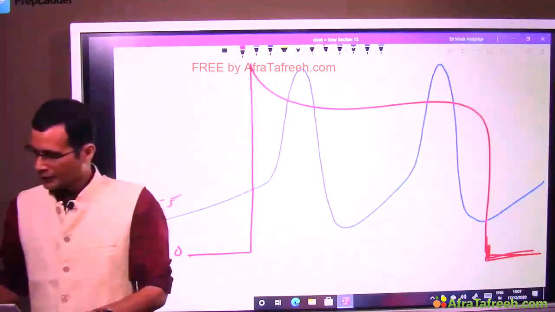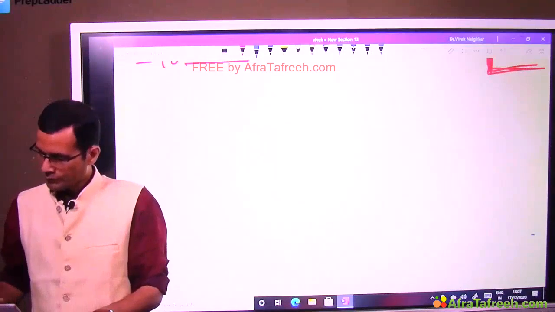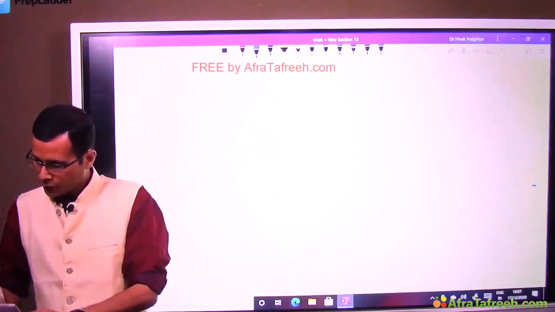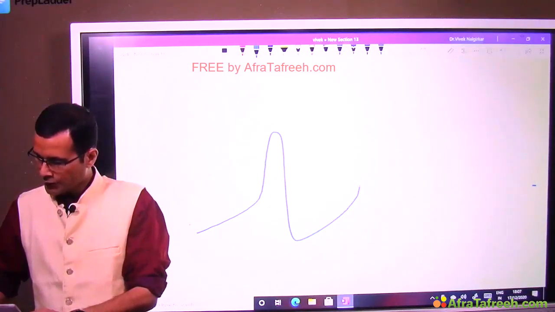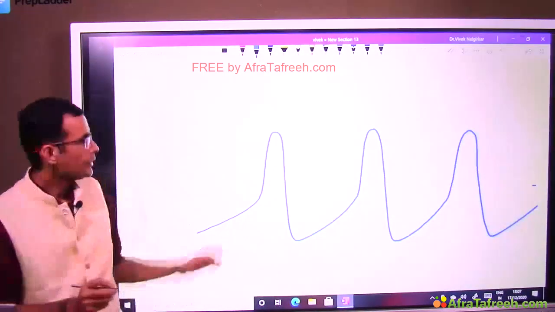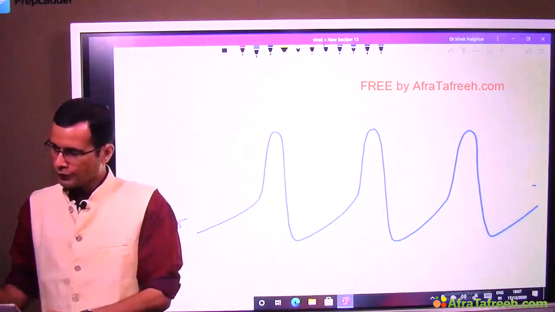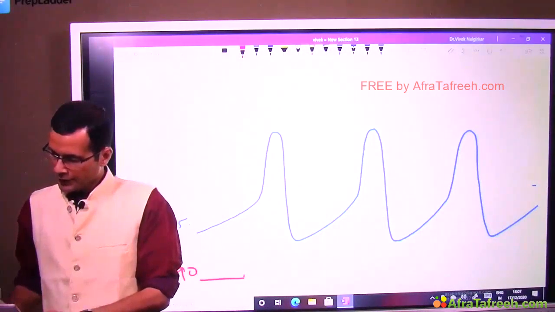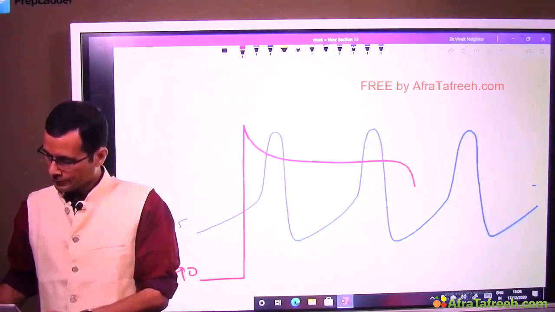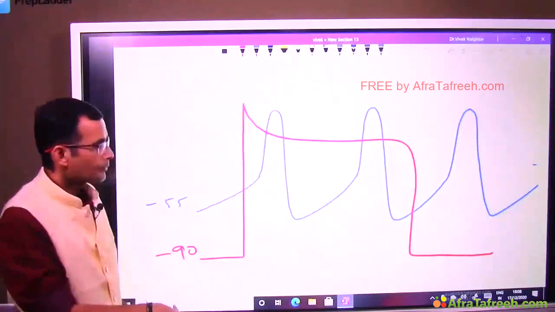Okay, I think we will have to draw it again just to have better clarity. So I'll draw it once again. Here is the SA node, slowly reaching the threshold and showing the depolarization. Right. So these are the SA nodal action potentials, starting from minus 55 millivolts, and the Purkinje fiber starting from minus 90 with rapid depolarization. That's shown in red, the Purkinje fiber.